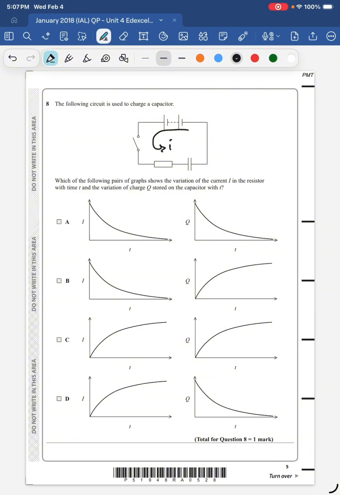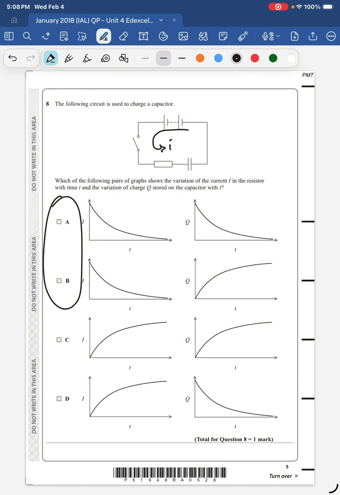But as charge starts to build up on the capacitor, initially the capacitor will start with 0 charge, okay? As charge builds up in the capacitor, the current reduces until it goes to 0. So we need to find a graph for current that is exponentially decreasing. So the only options are A and B.